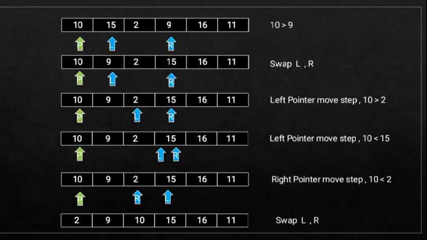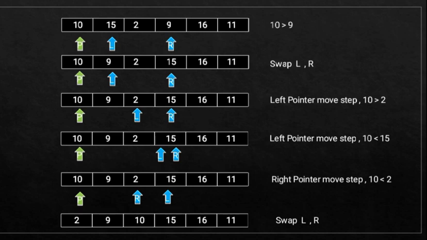So the condition is true. Next step, the pivot value 10 is greater and the right variable 9 is smaller. So in this scenario, we swap the left and the right variable. After swapping the values, the left pointer variable moves one step right. Now we compare the pivot value and the left variable. Pivot is 10 and the left variable is 2. The condition is true, it is less than. So next step, the left pointer moves one step right.